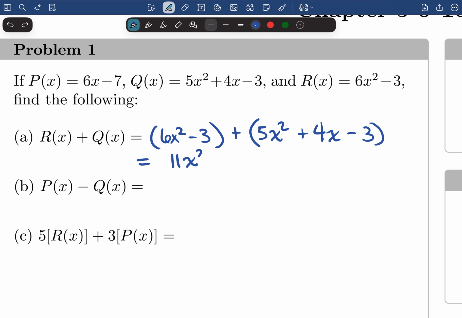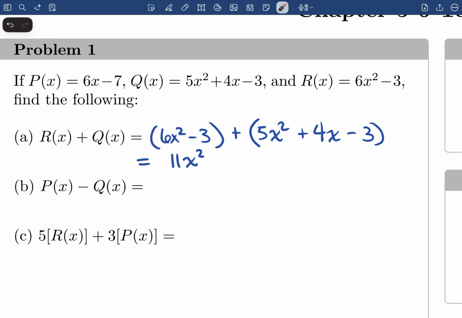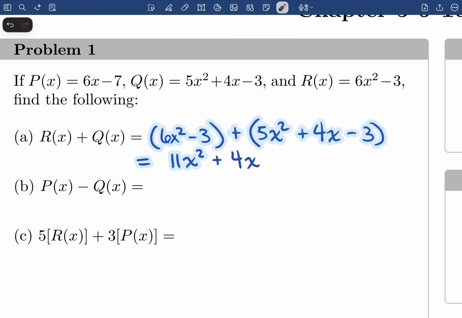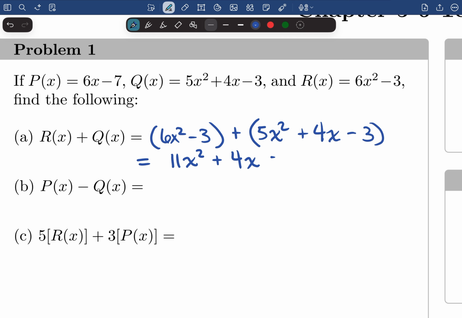All right. So now I look at the linear stuff. Well, this doesn't have any linear stuff. This has a linear term. So this is plus a positive 4x, right? So I'm going to add 4x. And then I look at the constants. Negative 3 plus negative 3 gives me a negative 6. And this is the result of addition of R of x plus Q of x.